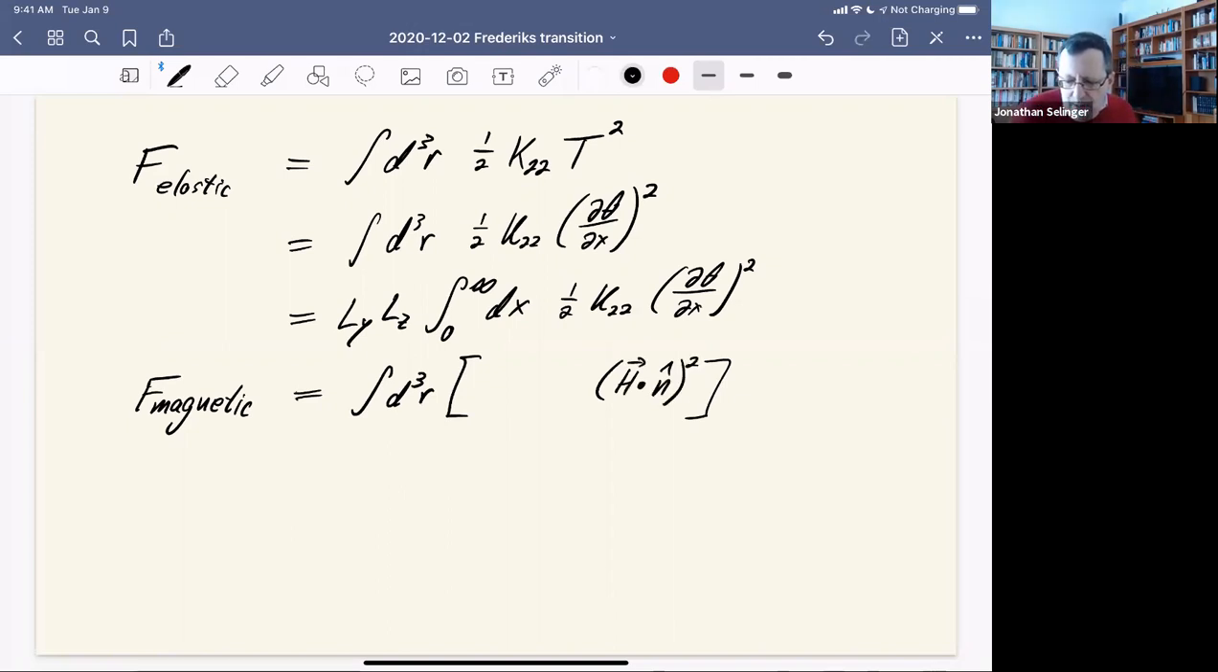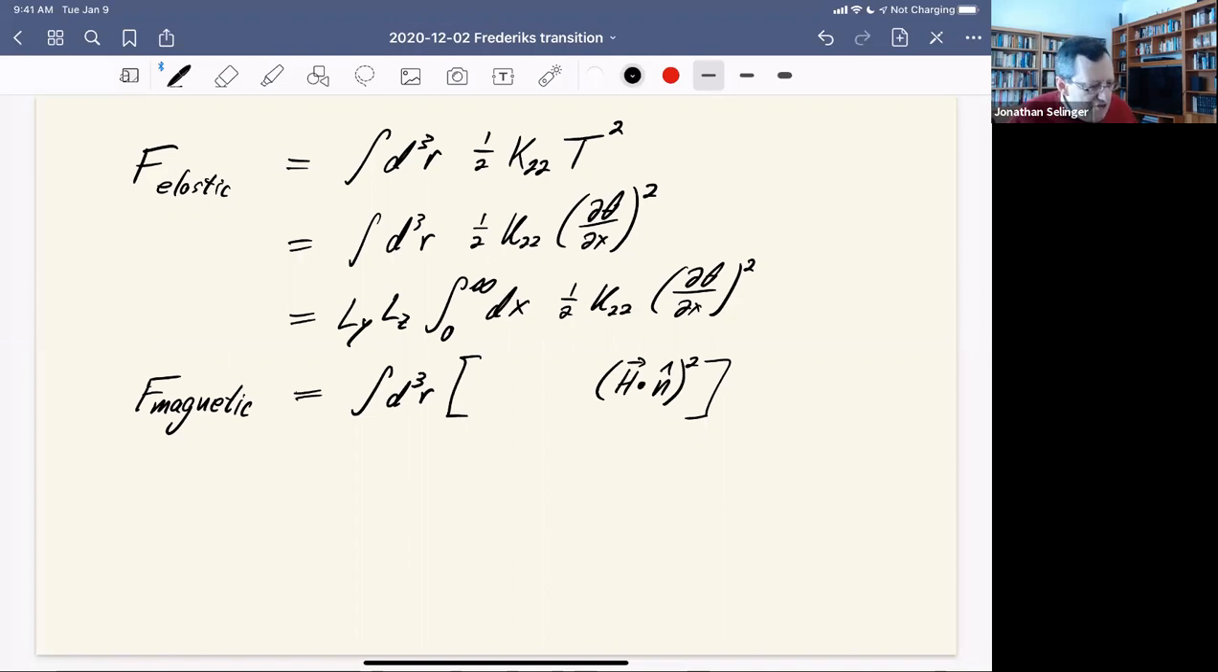And so it has to be squared because we know that the director is equivalent to negative the director. And so the free energy has to be independent of whether we put in plus n or minus n, right? Those two things have to be degenerate. So it must be an even function of the director. So h dot n quantity squared is the simplest thing that's allowed by symmetry.